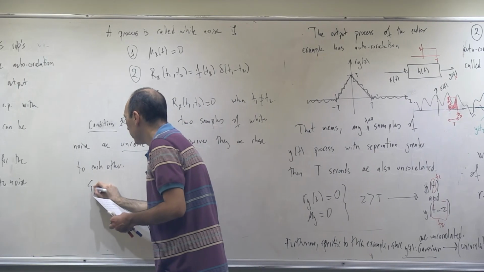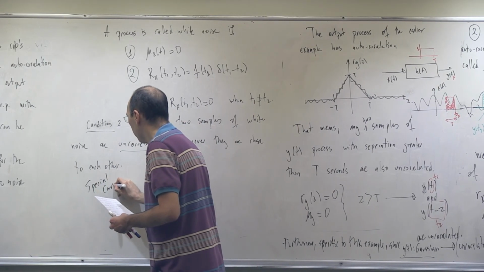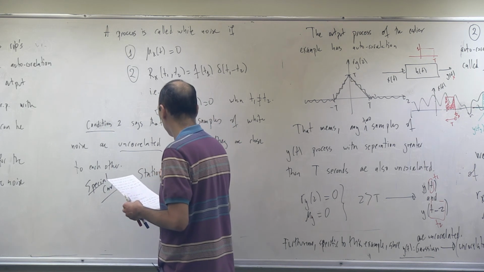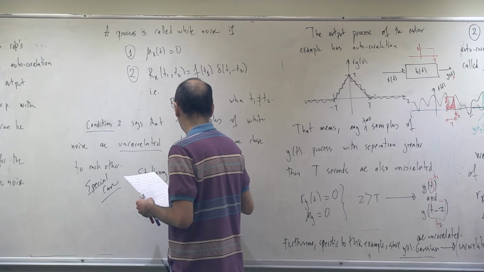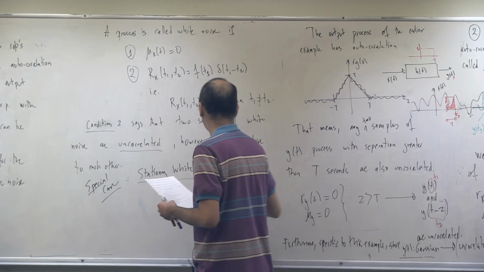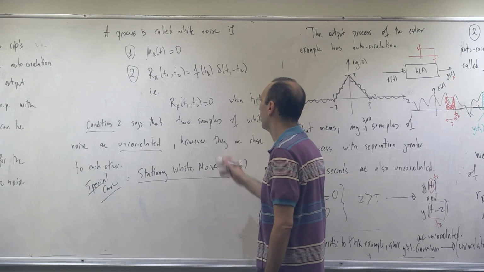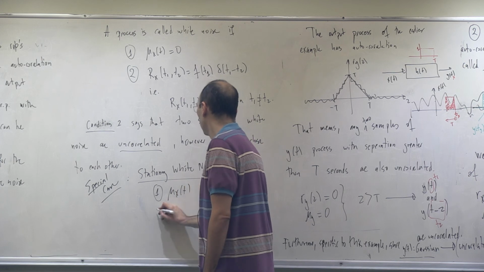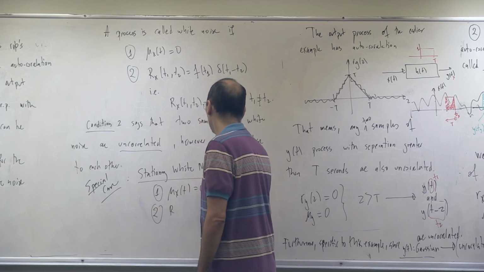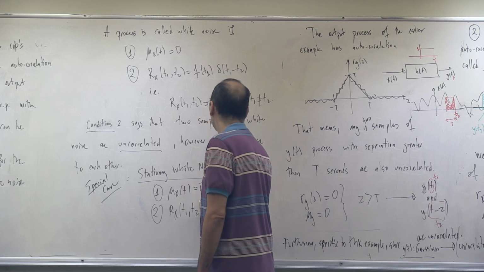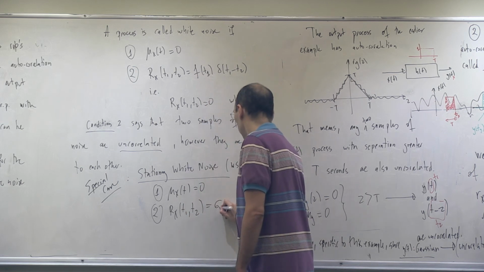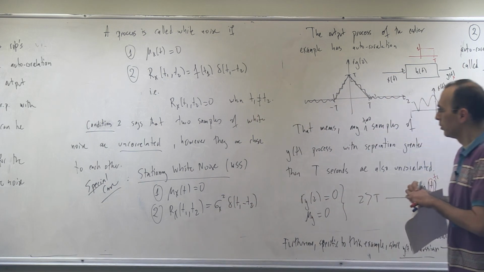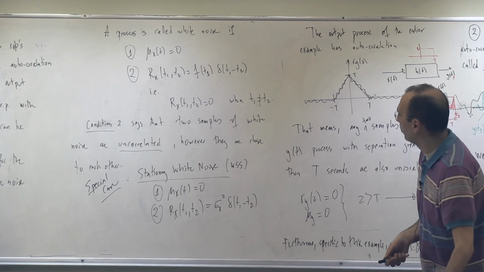Okay, now I want to discuss the special case. This is called stationary white noise. Actually, this is wide sense stationary because it's all about moments. Now, mu_X(t) is equal to 0. R_X(t1, t2) is equal to delta(t1 minus t2). So why do I call this wide sense stationary white noise?